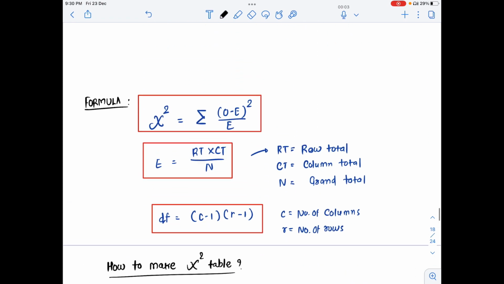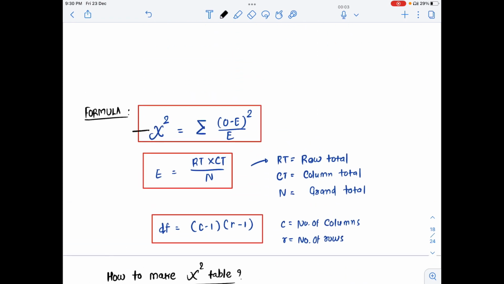For the formula, there are three formulas. One is for the test statistic, which is chi-square. This is for the expected value, where row total and column total are used, and n is the grand total. And the degrees of freedom. We will see all of this while we solve the problem.